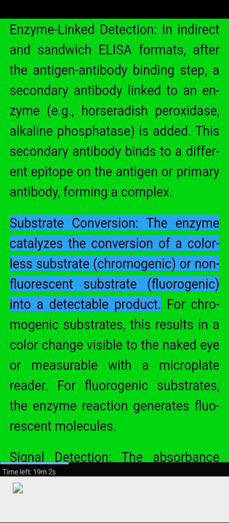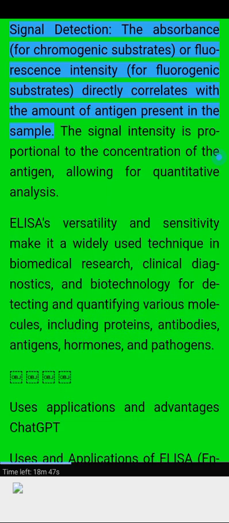Substrate conversion. The enzyme catalyzes the conversion of a colorless substrate, chromogenic, or non-fluorescent substrate, fluorogenic, into a detectable product. For chromogenic substrates, this results in a color change visible to the naked eye or measurable with a microplate reader. For fluorogenic substrates, the enzyme reaction generates fluorescent molecules.